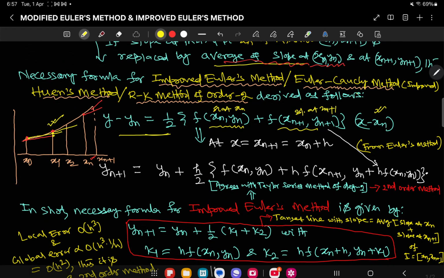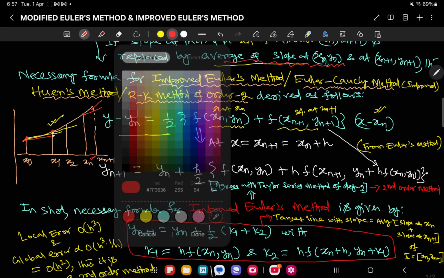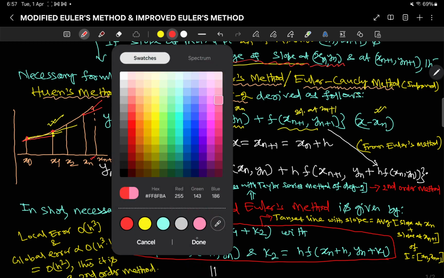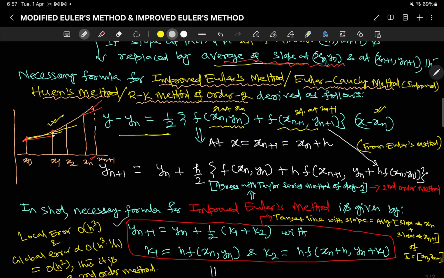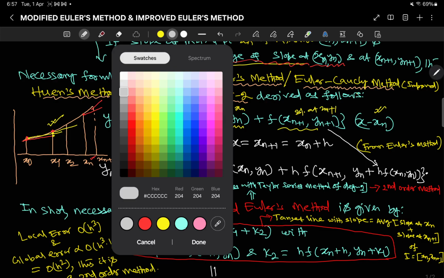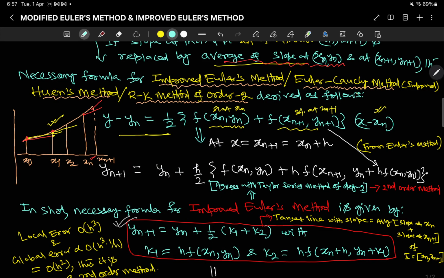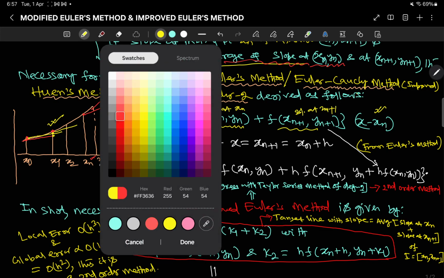So you need to remember only this formula. You have to remember that this is your improved Euler method. We have to remember this formula only.